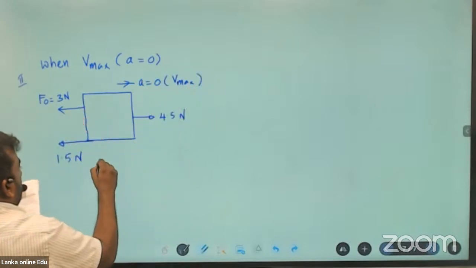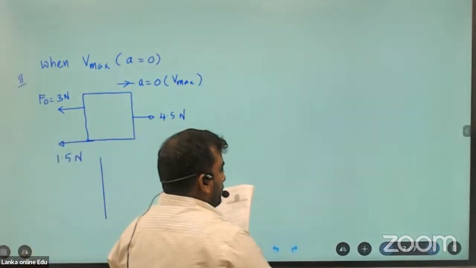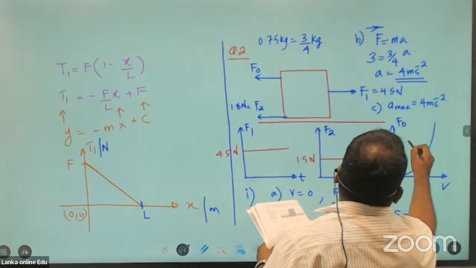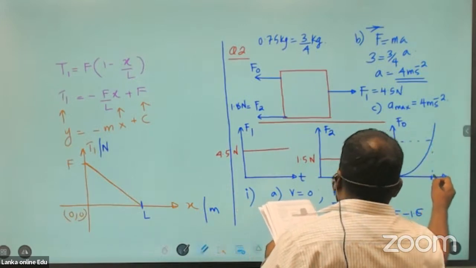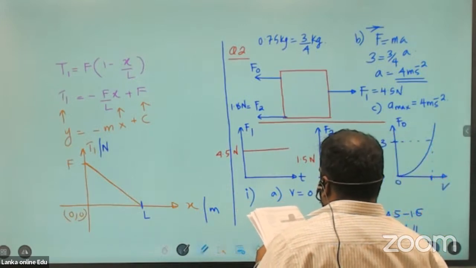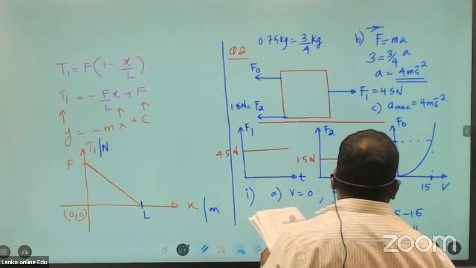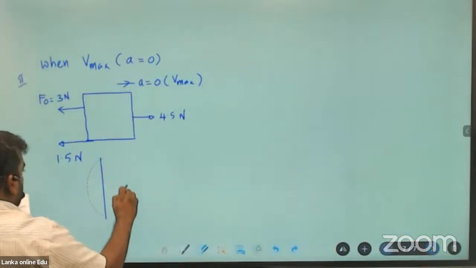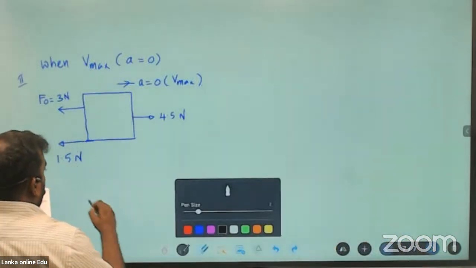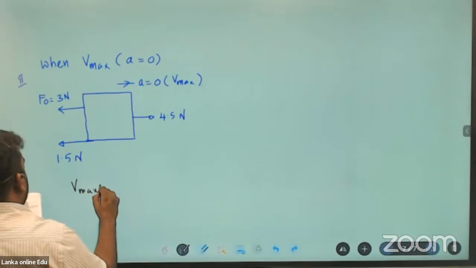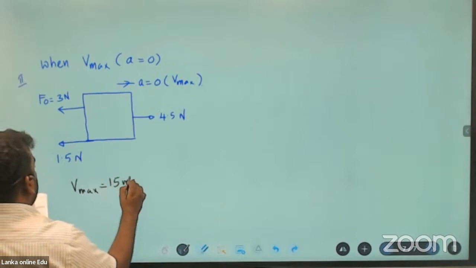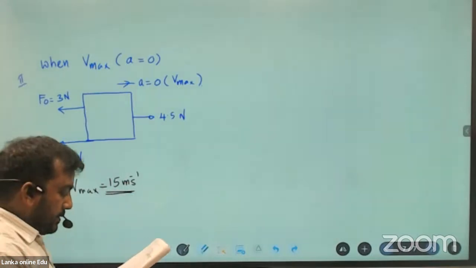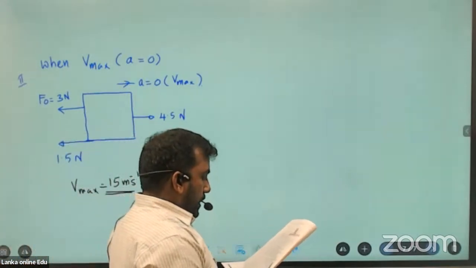Now go to the graph. Force is 3 Newton. Corresponding velocity how much? Corresponding velocity is 15 meters per second. So from the graph we can find V max equals 15 meters per second. Right. Then what?